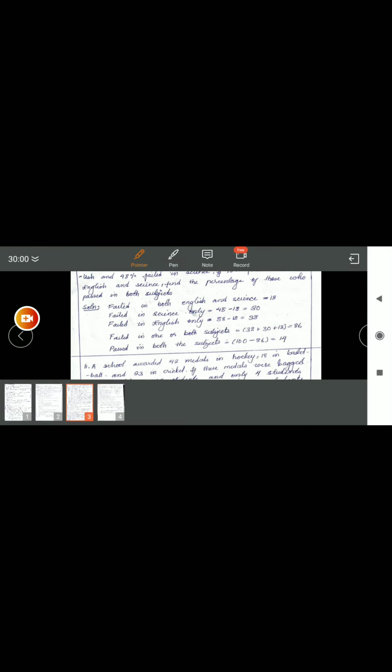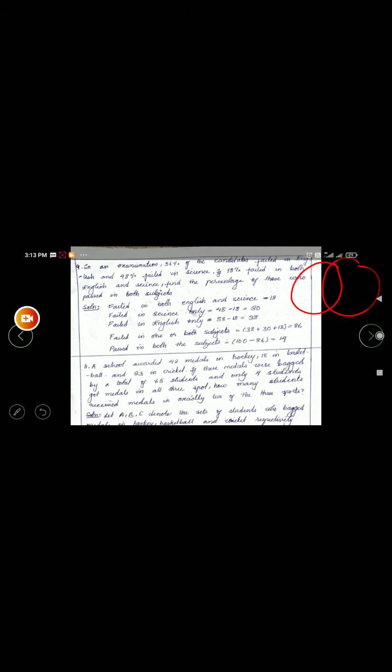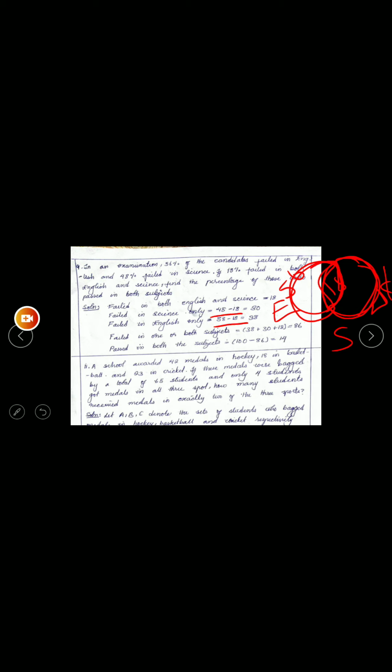Failed in English and science, this is English and this is science. Failed in science only means this portion. The total failed in science is 48, all of science, and English total is 56. Science only is this portion, 48 minus 18. Only English is this portion, 56 minus 18.